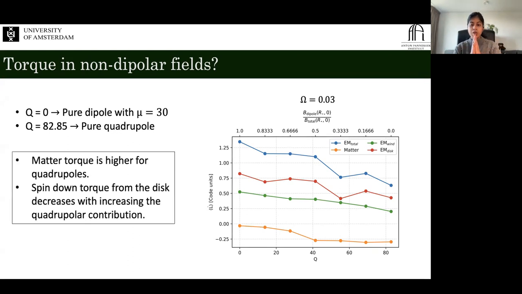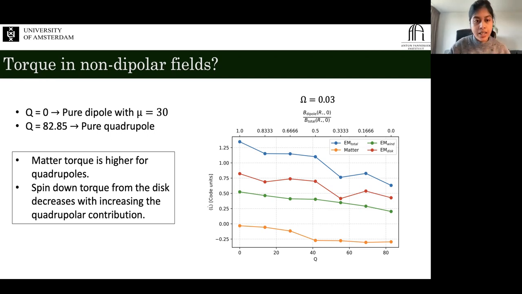Now, as you go higher up in Q, you decrease the spin down torque. This is because of two things. First, as you make the field structure more and more quadrupolar, you make the wind much weaker. And also, you push the magnetospheric radius further in, closer towards the star. As a result, you also decrease the spin down torque that you get from the electromagnetic fields, like the disconnected fields. And then you also have the matter torque, which increases as you increase the quadrupolar fraction.